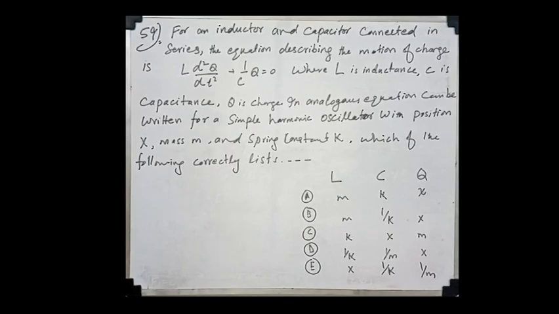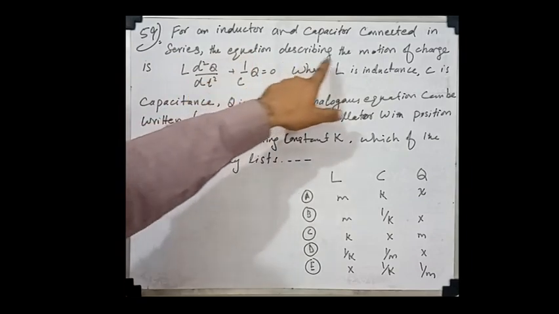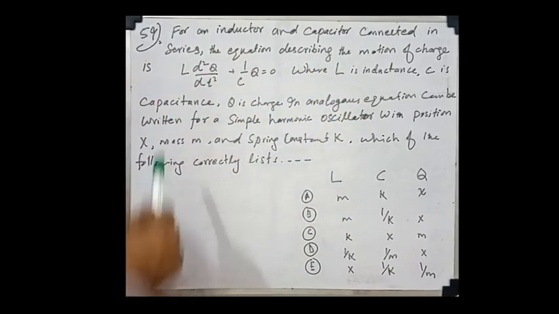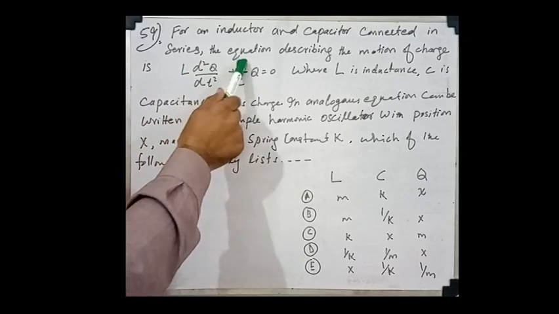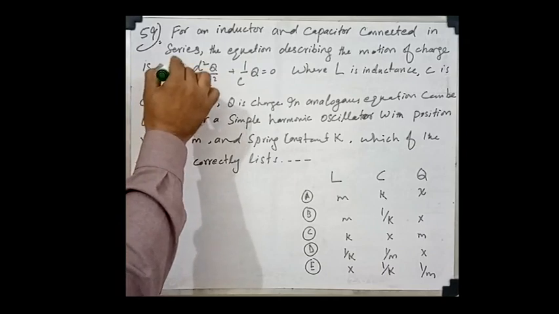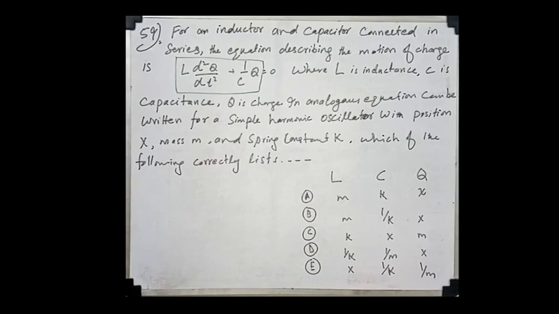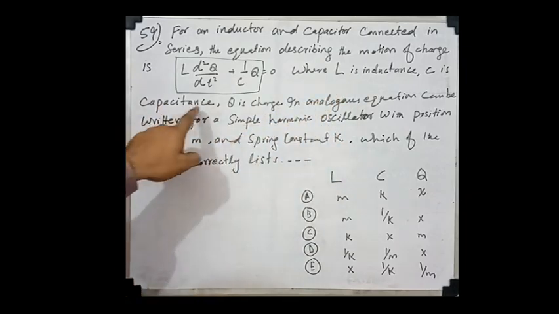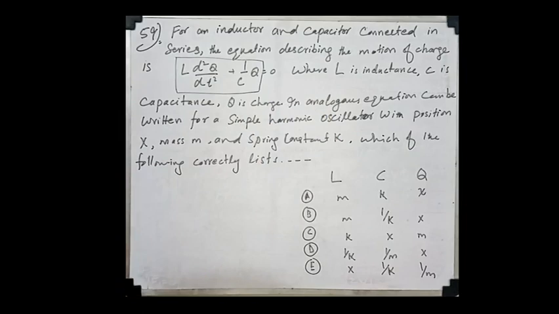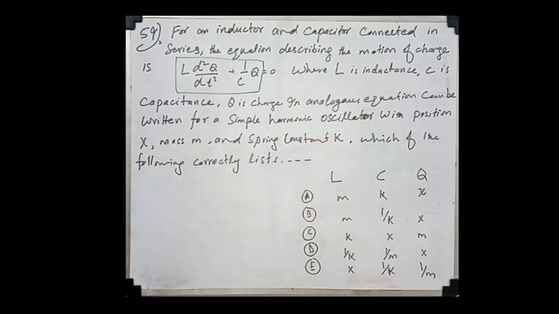Next problem 59. For an inductor and capacitor connected in series, the equation describing the motion of a charge is L d²q/dt² plus 1 over C q equals 0. This is an equation for a series circuit of inductor and capacitor, where L is the inductance, C is the capacitance, and Q is the charge stored in the capacitor. An analogous equation can be written for a simple harmonic oscillator with a position x, mass m and spring constant k. Which of the following correctly lists the analogs?